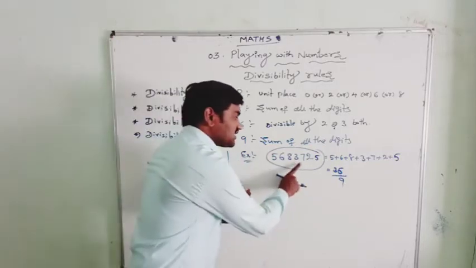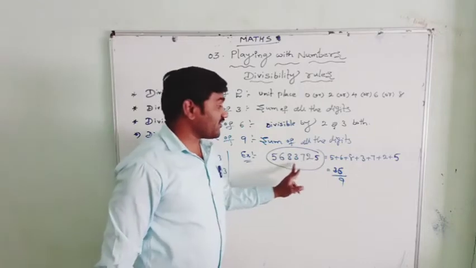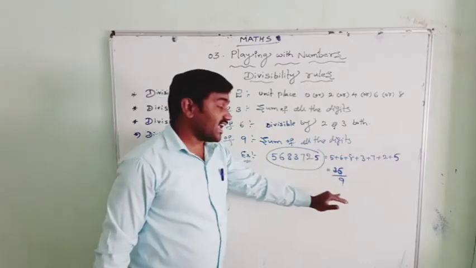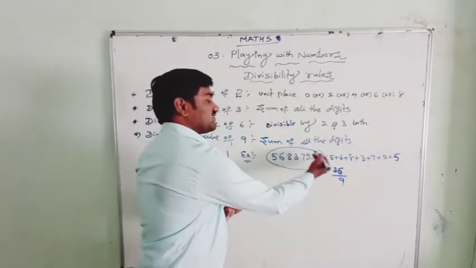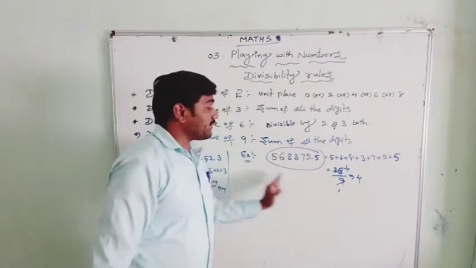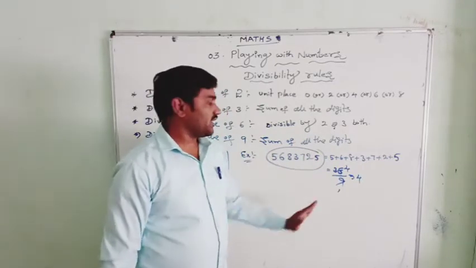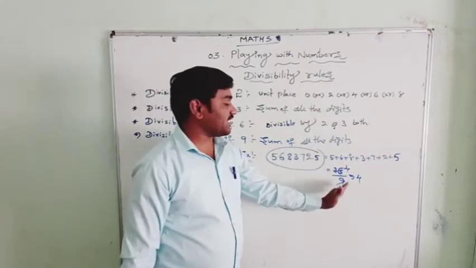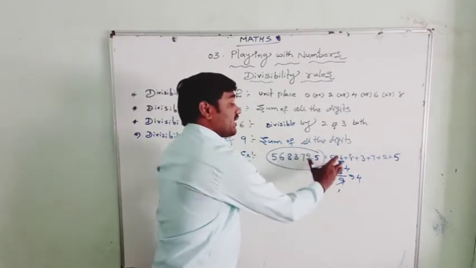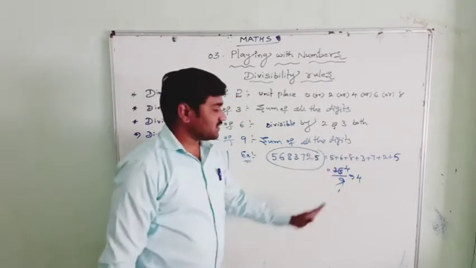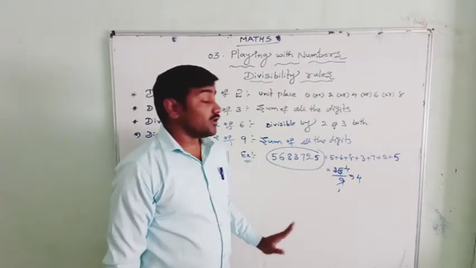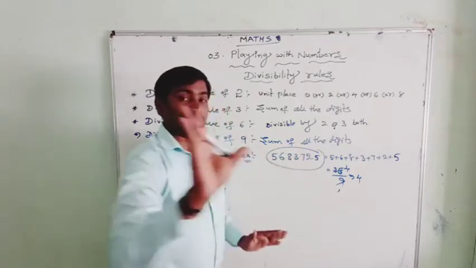See that this number is divisible by 9. The sum of all these digits is 36. 36 is divisible by 9. Hence, this complete number is divisible by 9. Here the division process is not required. Only check whether the sum of all the digits is divisible by 9 or not. The sum of all these digits is 36, which is divisible by 9, so this complete number is divisible by 9.